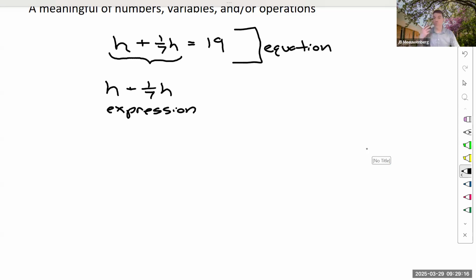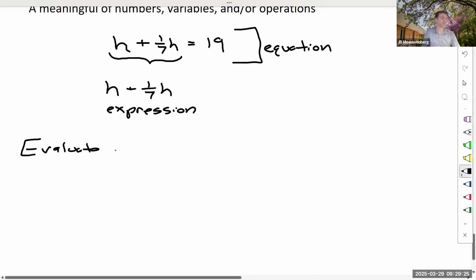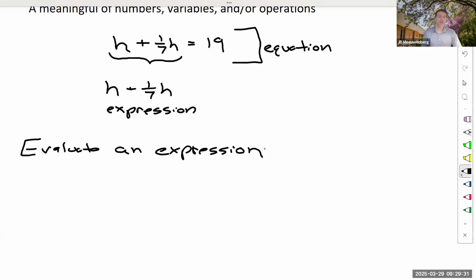One thing we can do with algebraic expressions is we can evaluate them. Evaluate means something different than solve. Evaluate has a very specific meaning. Right in the middle of the word evaluate, you'll see the word value. Evaluate means find the value of.